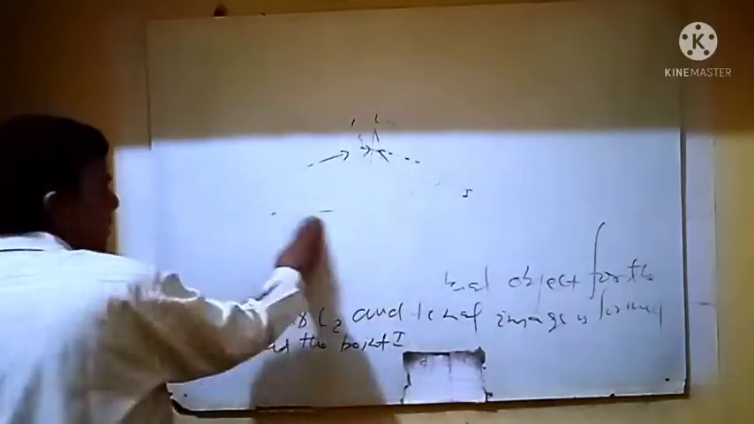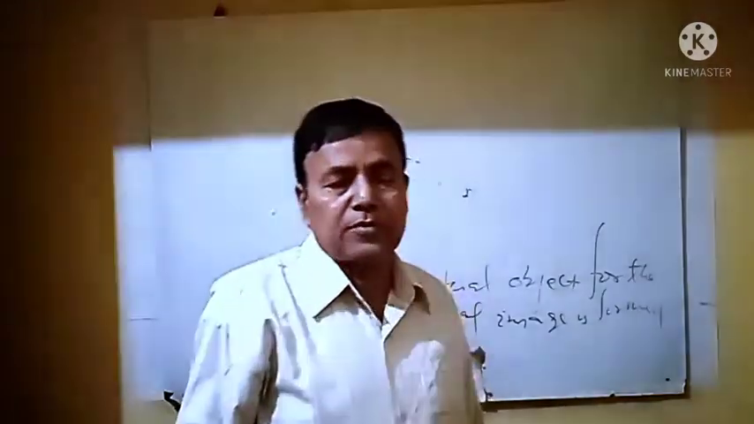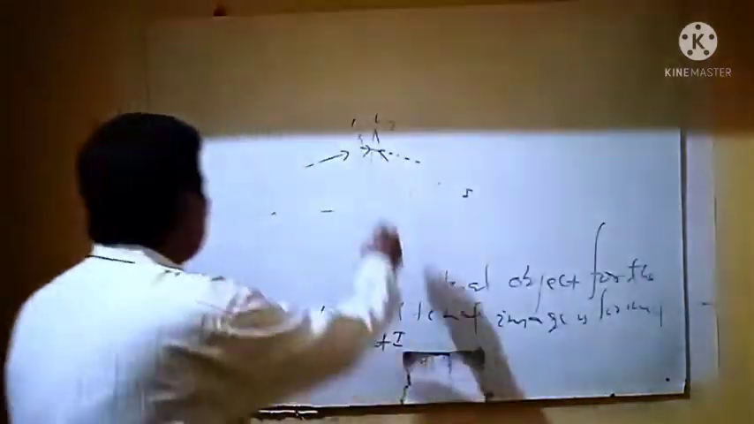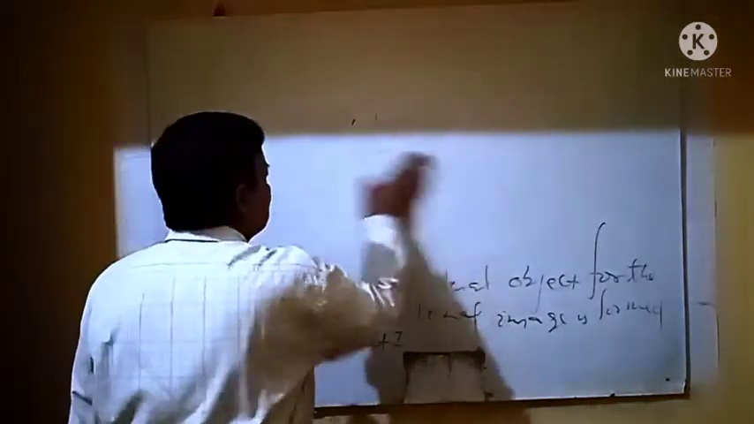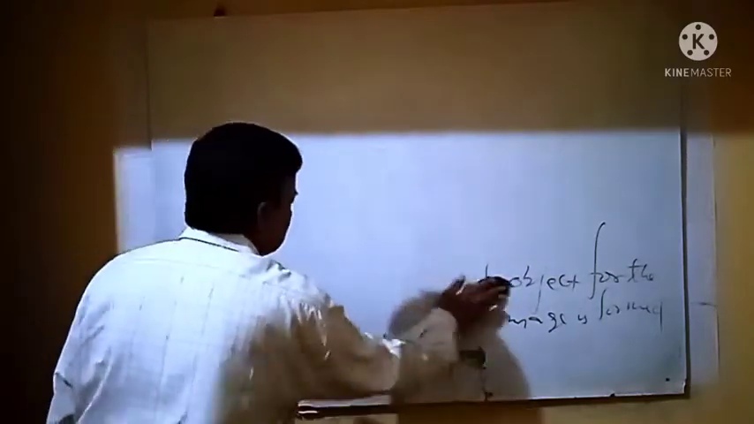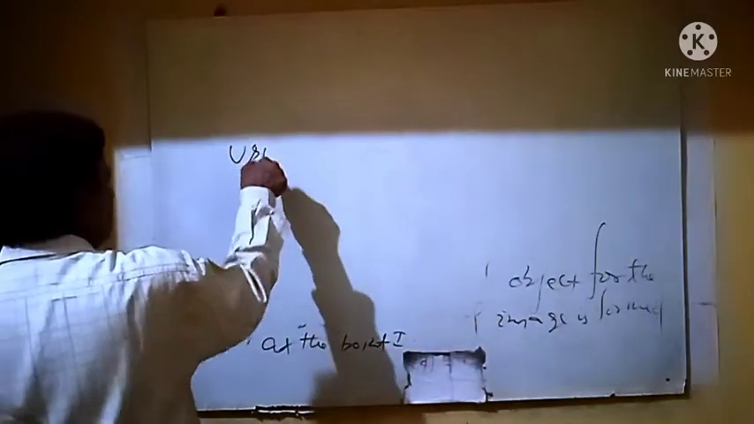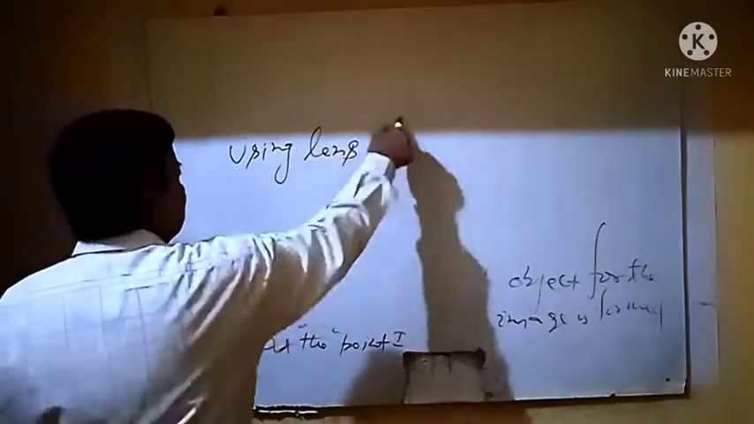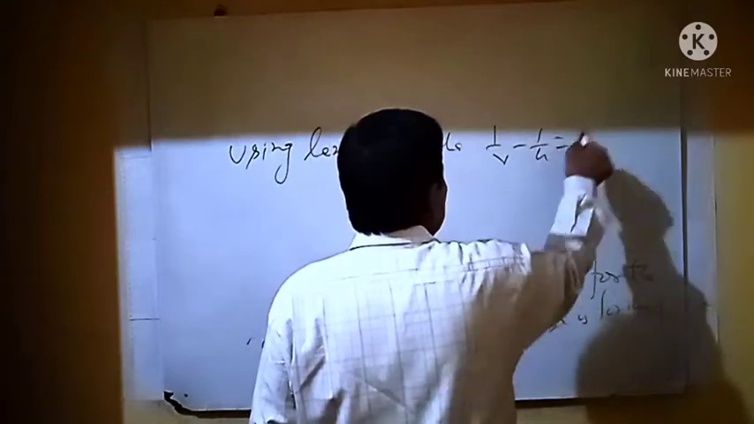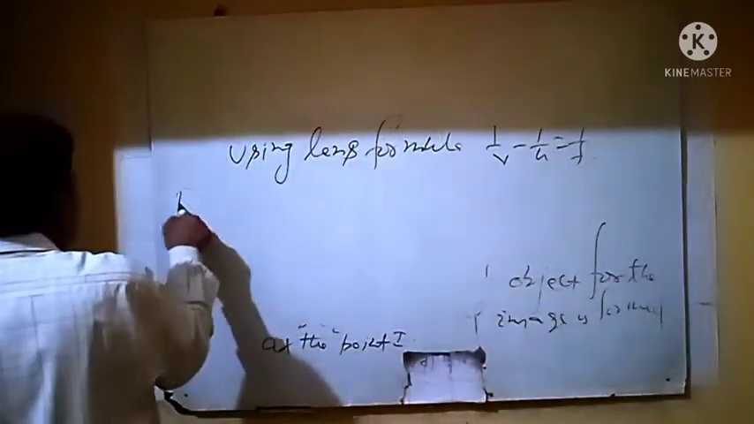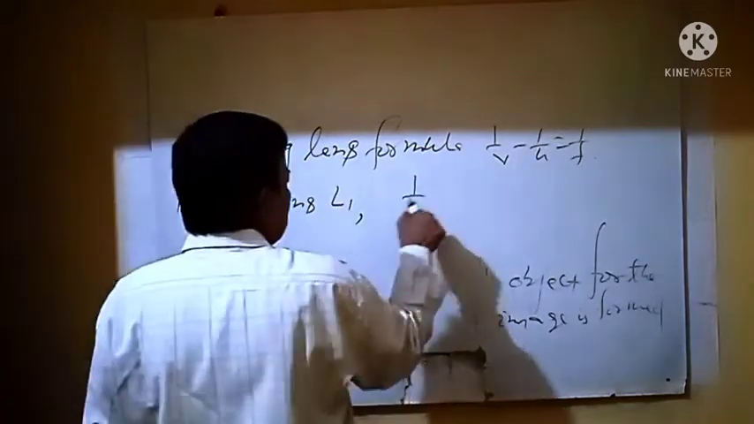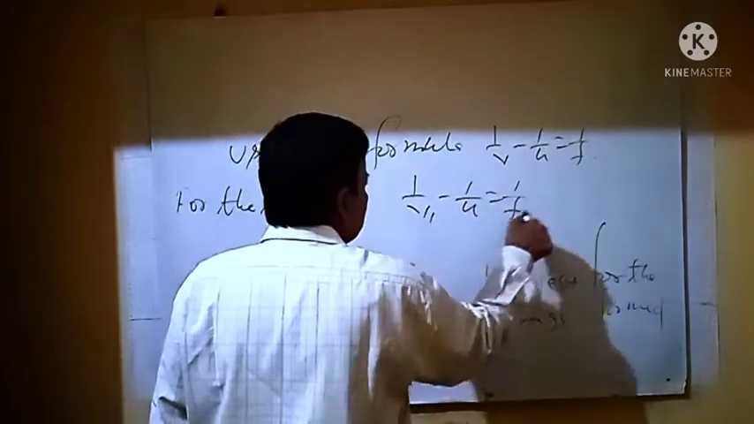Using the lens formula. The lens formula is derived by using the sign convention, so it is never repeated. It is repeated when the numerical value is put. Using the lens formula, 1 upon v minus 1 by u is equal to 1 by f. For the lens L1, 1 upon v dash minus 1 by u is equal to 1 by f1.